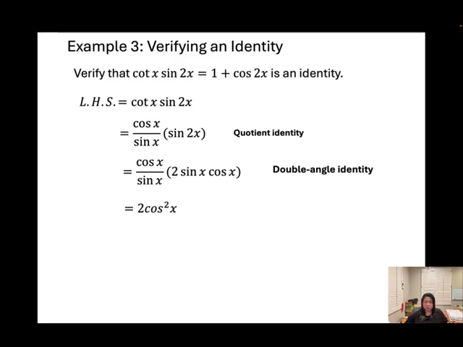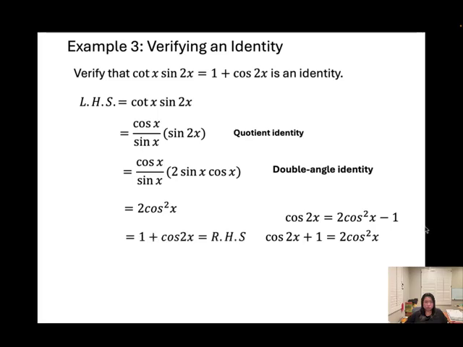And then for 2 cosine squared x, we could apply the formula, right? Cosine 2x equals 2 cosine squared x minus 1. So we have this guy here. So that will become cosine 2x plus 1. And that will be equal to your right hand side.